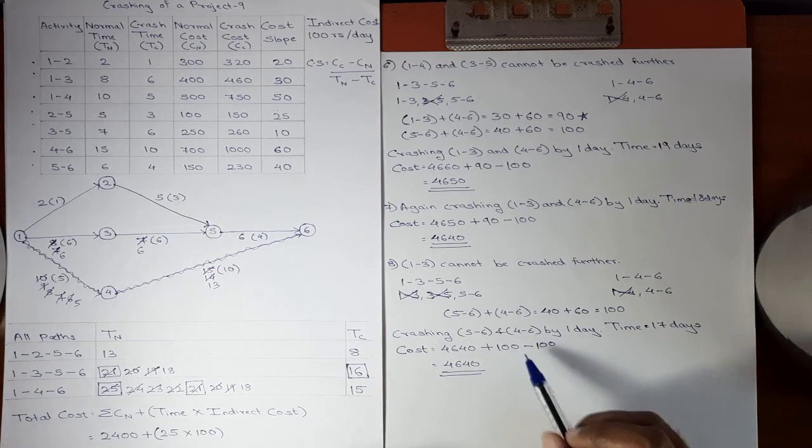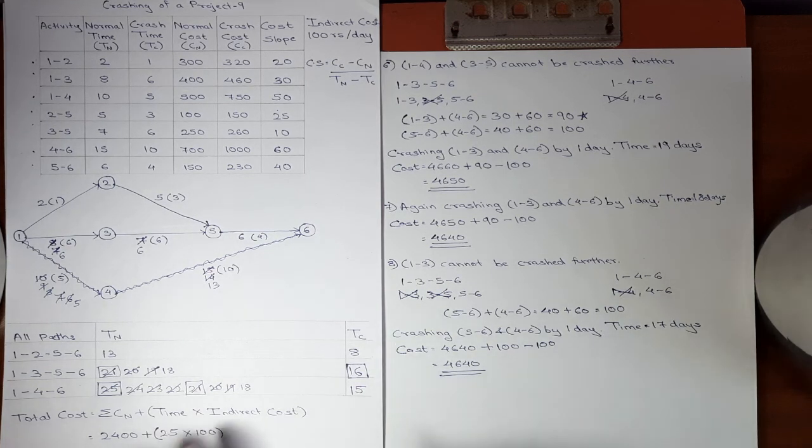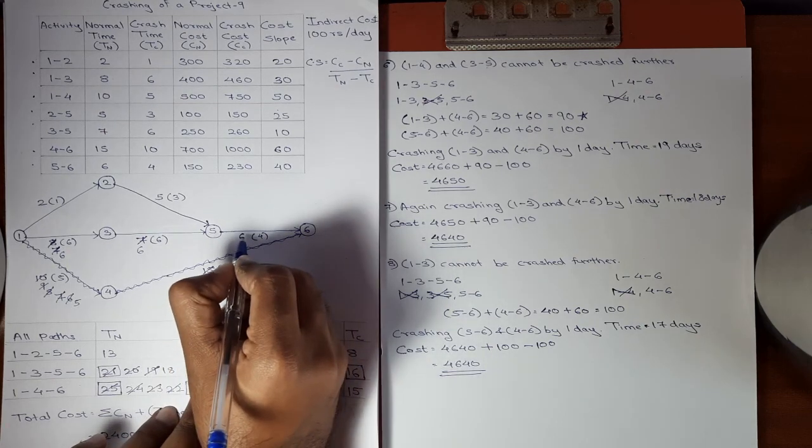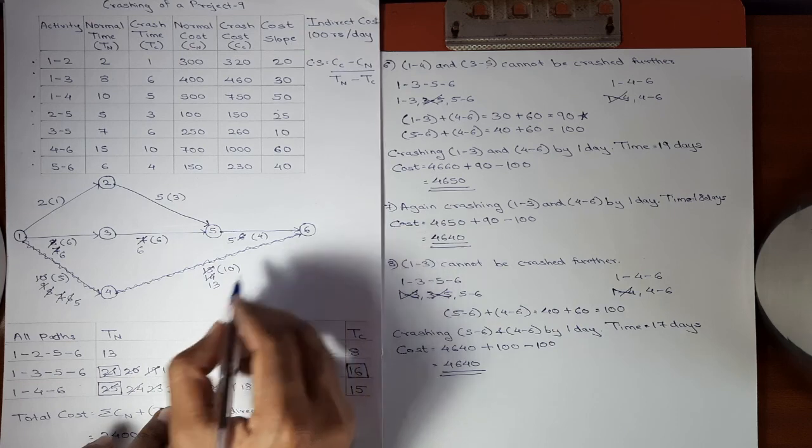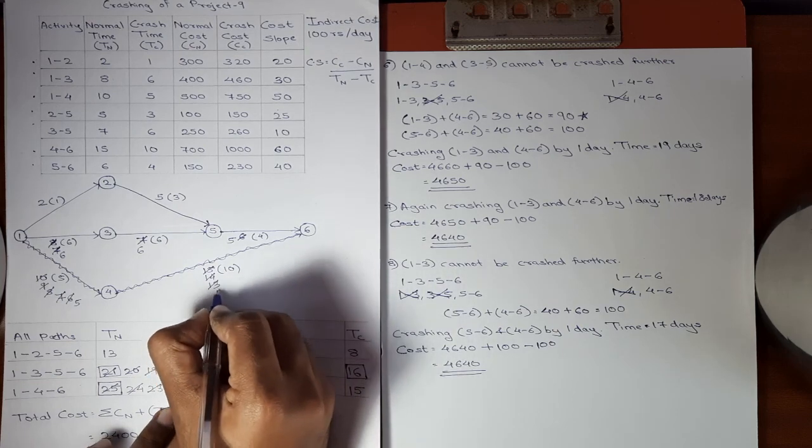Okay, 5 6 and 4 6 was crashed. We'll update the network diagram. 5 6, here it is 6, now it will become 5, and in case of 4 6 the normal duration was 13, now it will become 12.